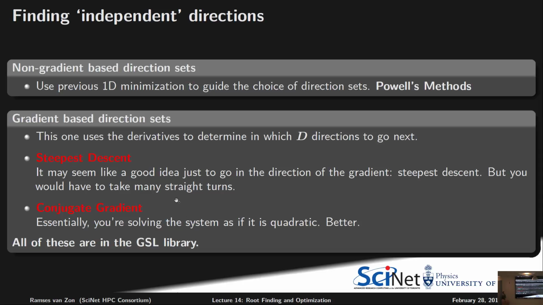So this is going to be typically your method of choice. Again, these are in the GSL library, so if you're doing minimization in multi-dimensions, use a library. Don't try and outsmart these algorithms.